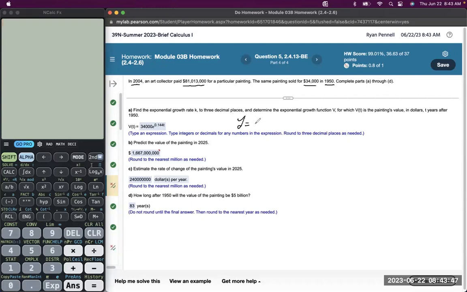Well, we know that we're going to have some initial value. They gave that to me. E, because it's growing continuously, to the RT. So we need to find what is R for this model. And the way I can do that is I can set up the price that they gave me, the price in the beginning, E to the R, solving for R here, and then how much time has passed. 2004 minus 1950, that looks like that's 54 years. So I can plug in 54 years there.